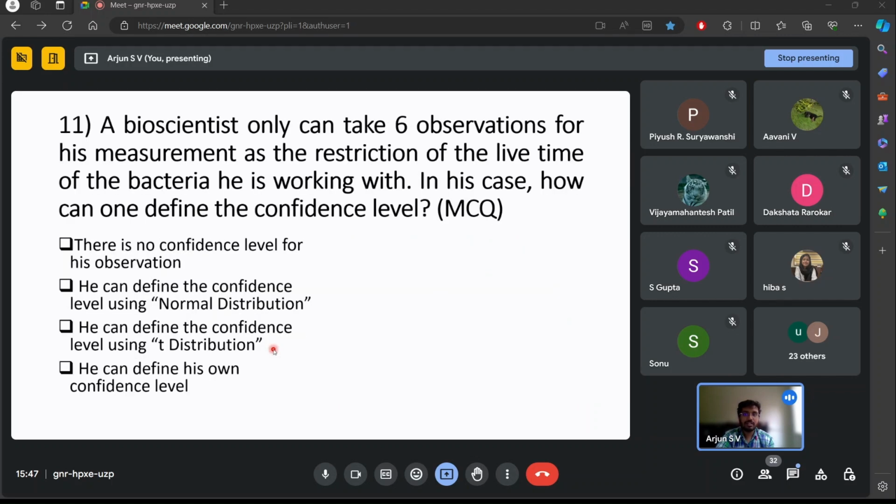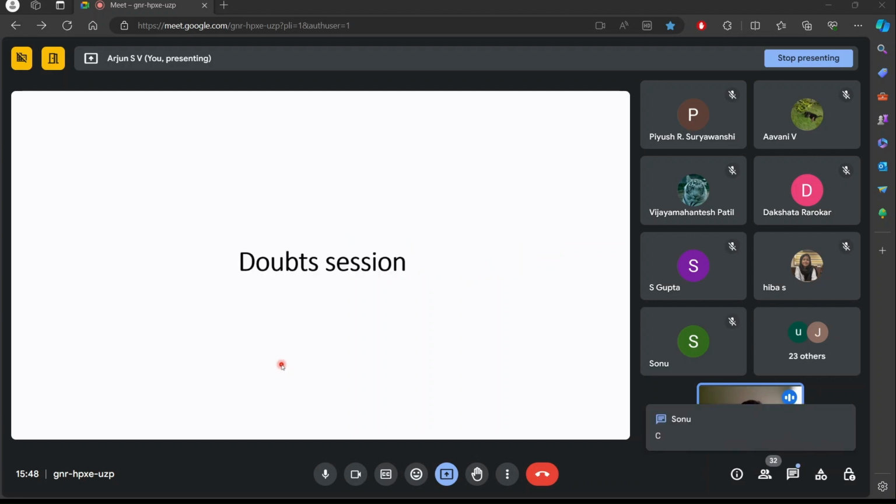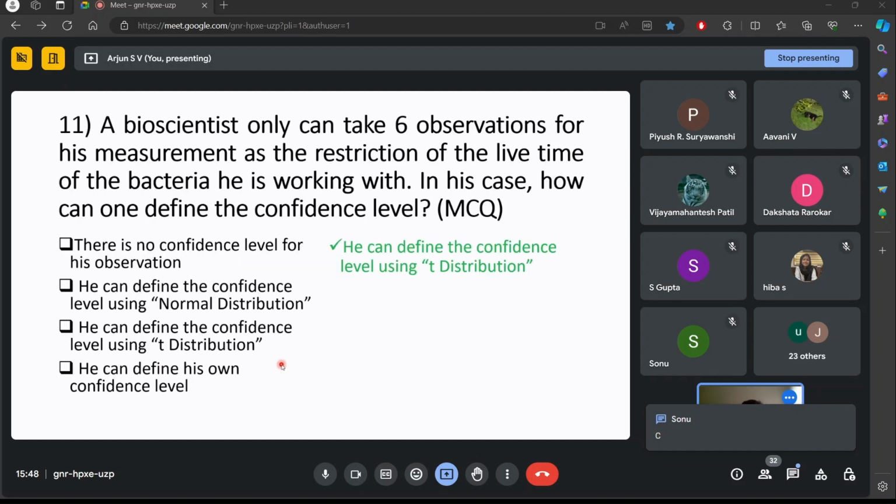And the last question, I think we discussed this last week as well. The bioscientist can take 6 observations from his measurement. How can one define the confidence level? Since it is less than 25, he can't use the Z distribution. Instead, he has to go for the T distribution table, which allows for samples less than 25. Yes, so Sonu, C was the correct option.